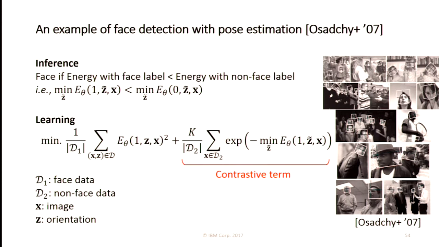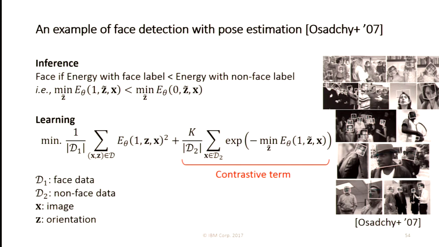And for tractable learning, they consider this objective function. The first term is the obvious thing to do: we want to minimize the energy of the image X when it is labeled as face. The second term is a contrastive term, which is to increase the energy of a non-face image when it is labeled as face.